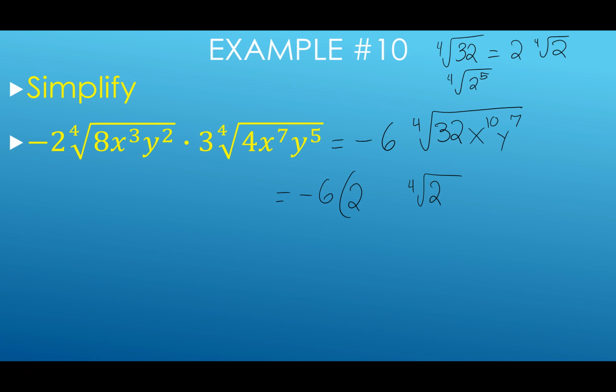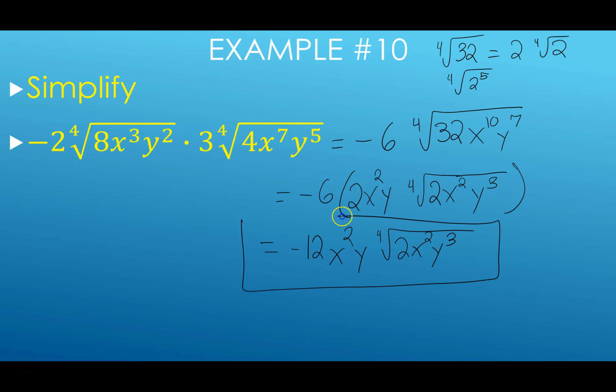We then take a look at the x. 10 divided by 4 is 2, so it'll be x squared. With a remainder of 2, so it's an x squared on the inside. And then for y, 7 divided by 4 is a 1, so it'll be y on the outside. With a remainder of 3, that's why it'll be y cubed on the inside. So we multiply the negative 6 with that, we'll get negative 12, x squared, y, and then the fourth root of 2x squared, y cubed.